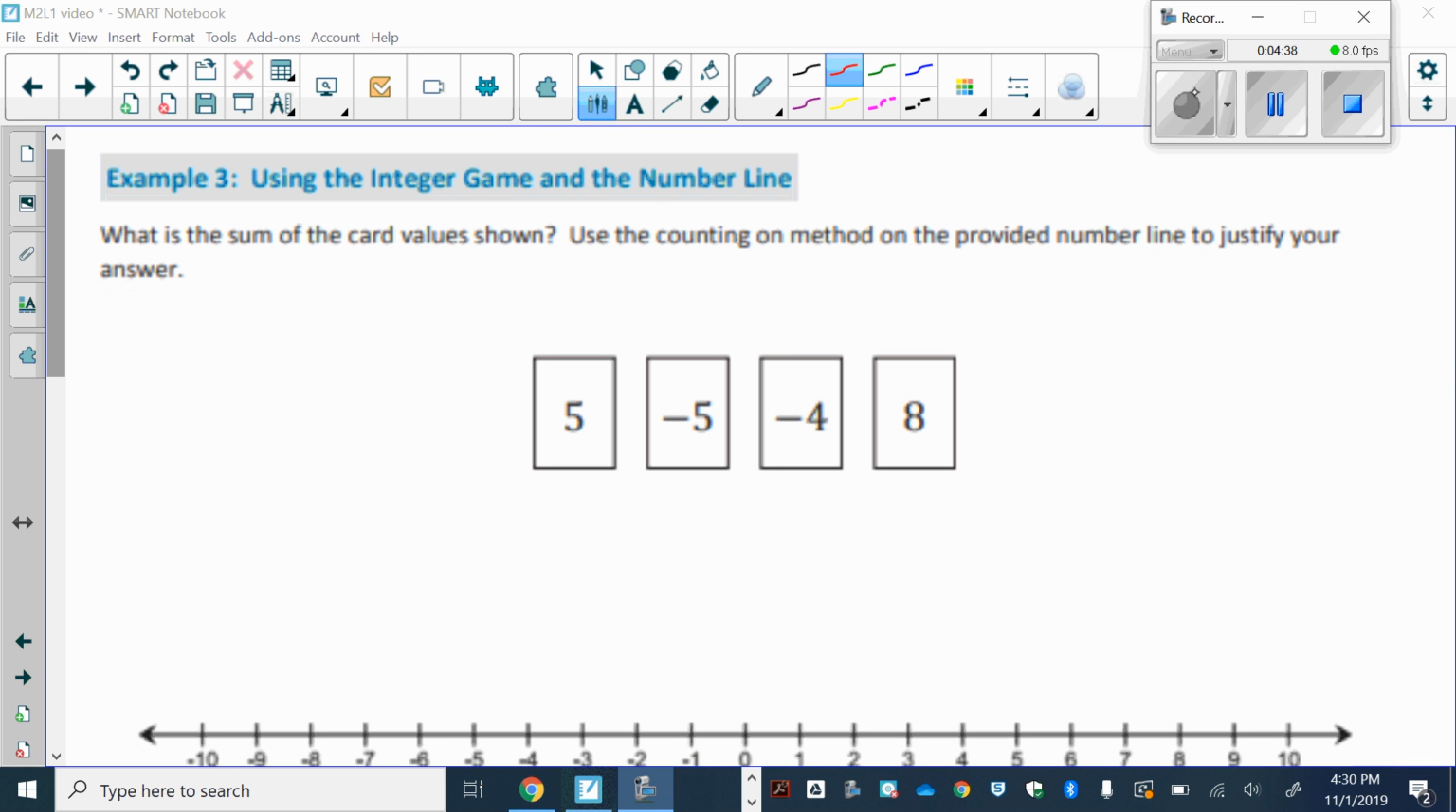So for the next couple of lessons, we're going to be playing a card game called the integer game, and a lot of the notes refer to that.